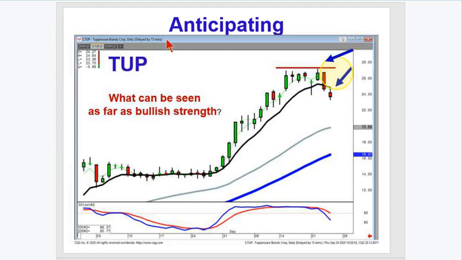Sandman, I'll look at it when we go to live charts.